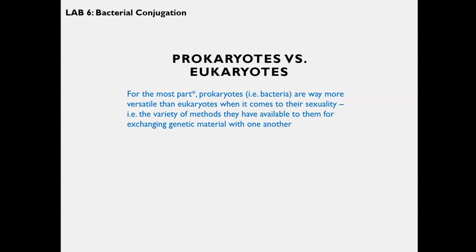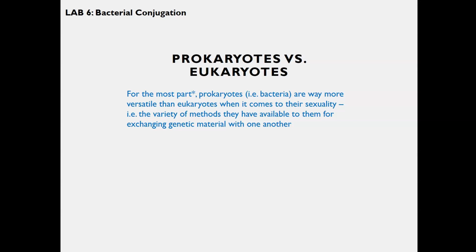So when we're talking about bacterial conjugation, it's important to differentiate between prokaryotes and eukaryotes and how they are able to transfer genetic material. In general, bacteria, which are prokaryotes, are able to transfer genetic information in a whole host of ways, and so really the variety of methods that they have available to them for exchanging genetic material is much greater than what eukaryotes have.